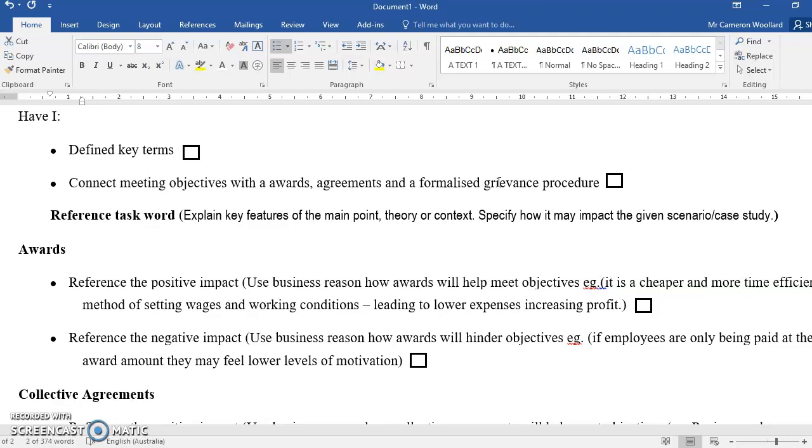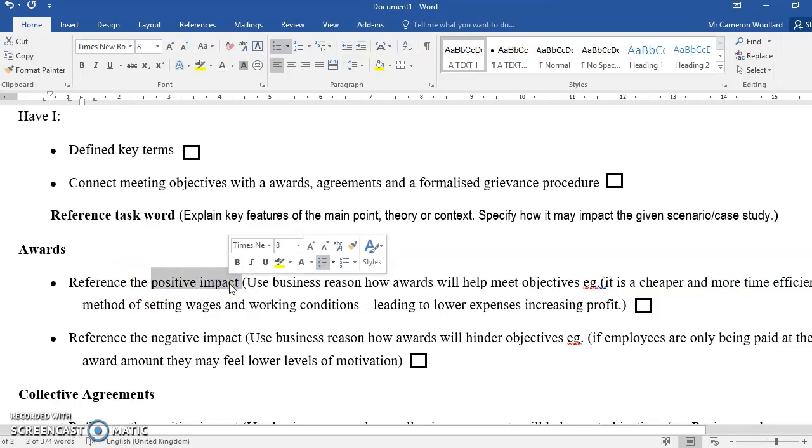Okay, and it says here in the next part of the reference task word, that is what you are looking for. Okay, in this case, there's no scenario, there's no case studies, there's just the sentence at the top. How does it do it? So then we go down a little bit further, and as you can see, we're now looking at award. What we are looking for is, and it says right here, what is the positive impact of using award to help business objectives? Okay, how does it assist us?